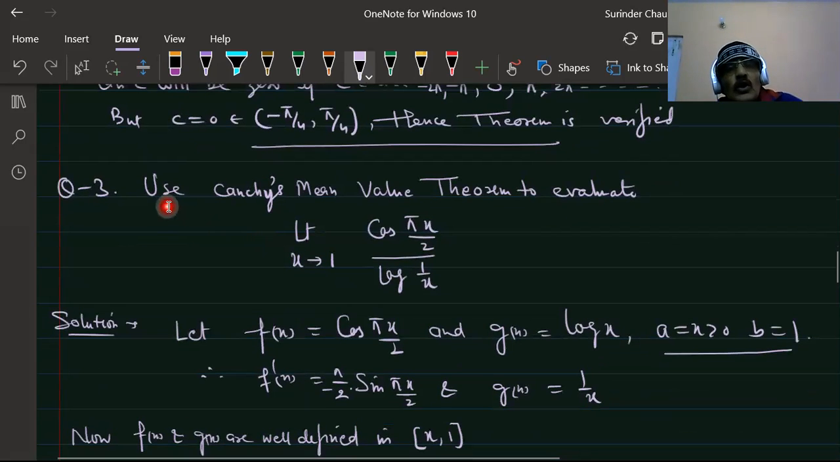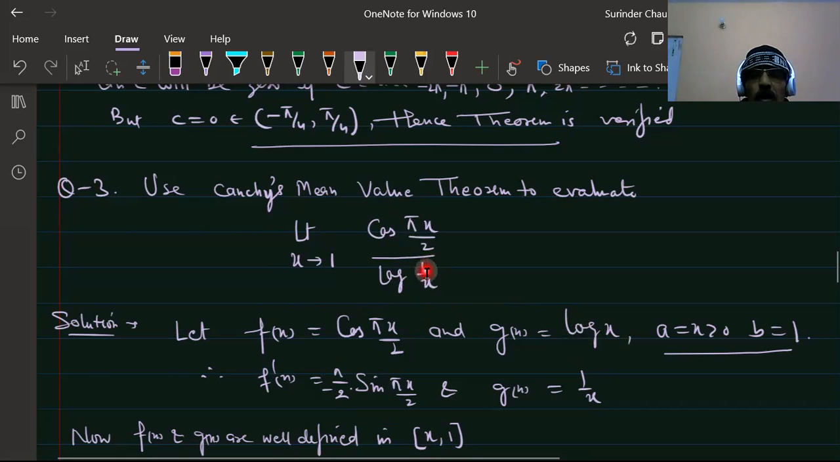Now, use the Cauchy mean value theorem to evaluate the limit as x tends to 0 of cos of pi x by 2 upon log of x. Now here we have to apply the Cauchy theorem, so we have to split this into two functions. Let f(x) be this function and g(x) be log of x.